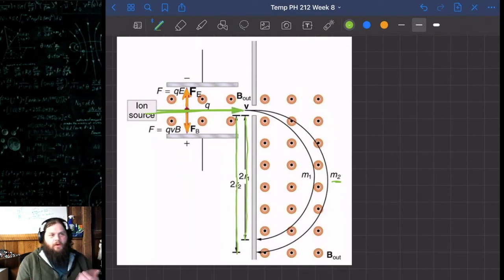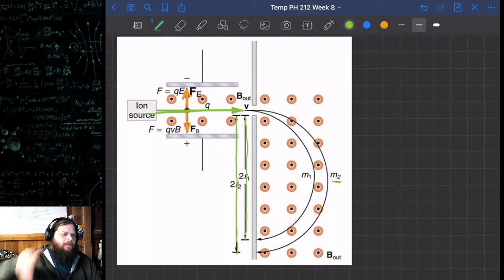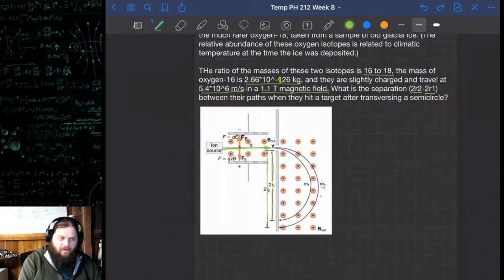And the lighter one would be affected less by that force, right? The heavier one would, no, yeah. The lighter one would be affected more by that force. The heavier one would be affected less by that force. So the heavier one should have the higher spin or higher radius to it.